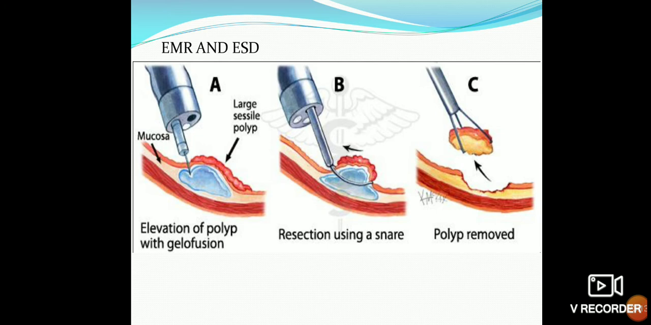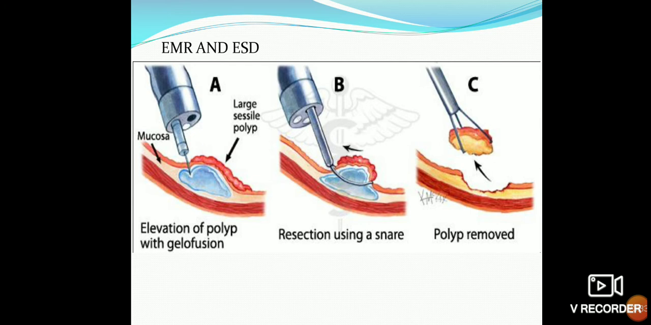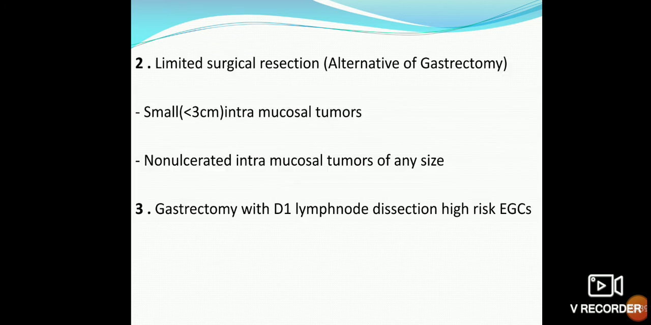This is the diagram showing EMR, endoscopic mucosal resection, in which we inject a gel to elevate the polyp. Then a snare is used for the resection and the polyp is removed. In ESD, we go through the submucosa to resect with the help of cautery or laser.